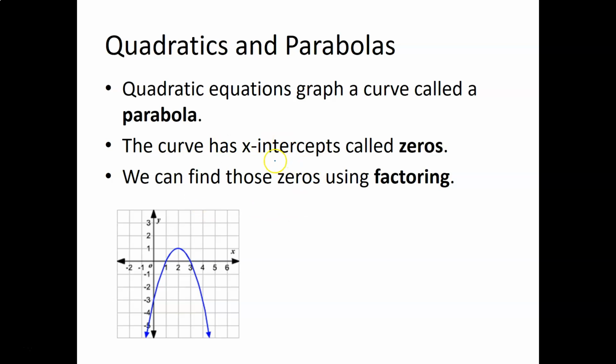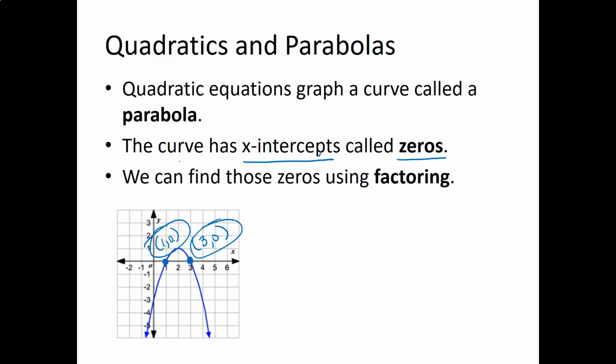So when we graph these equations, quadratic equations graph a curve called a parabola. That curve has some x-intercepts. We're used to just having one x-intercept. Now sometimes we're going to have two. Those are called our zeros because they're where y is equal to 0. These zeros are (1, 0) and (3, 0). There are x-intercepts. When we solve quadratic equations using factoring, these are what we're finding. We are finding those zeros.